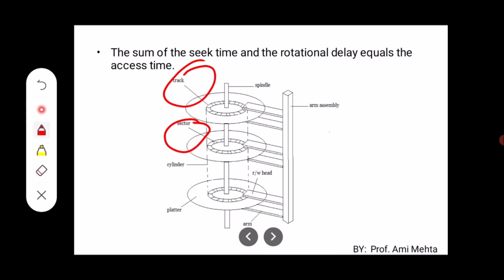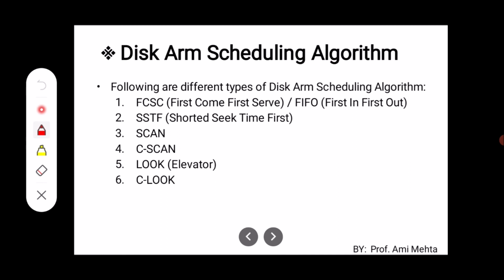This is a read write head, and the disk is moving. The time to bring a particular track onto the read write head is called seek time, and the time to bring a sector to the particular read write head is known as rotational latency. So these are the various disk arm scheduling algorithms: FCFS, SSTF, scan, C-scan, look, elevator, C-look. These are the various disk arm scheduling algorithms.